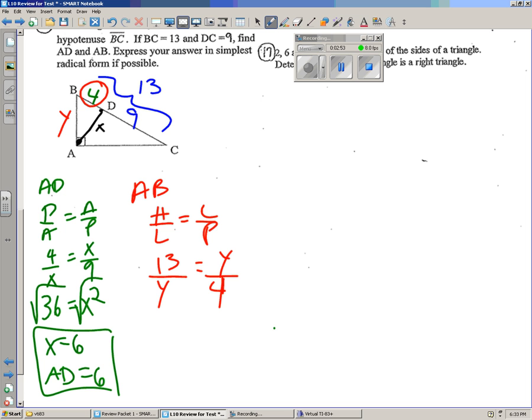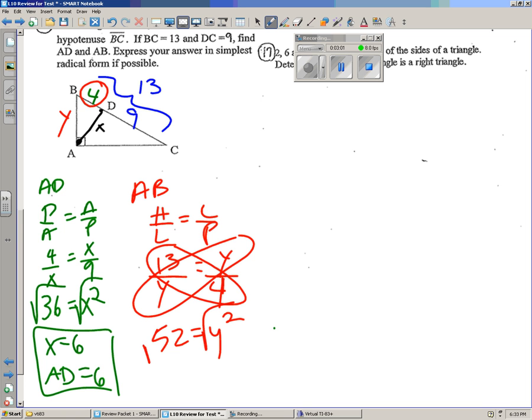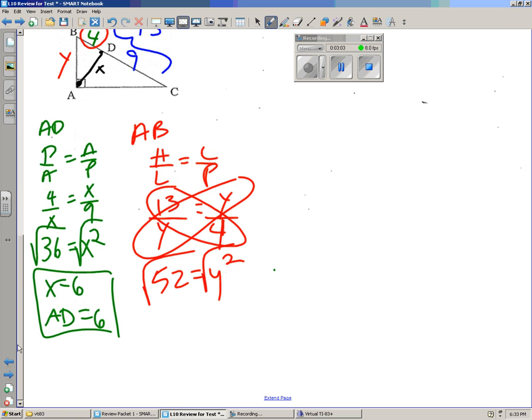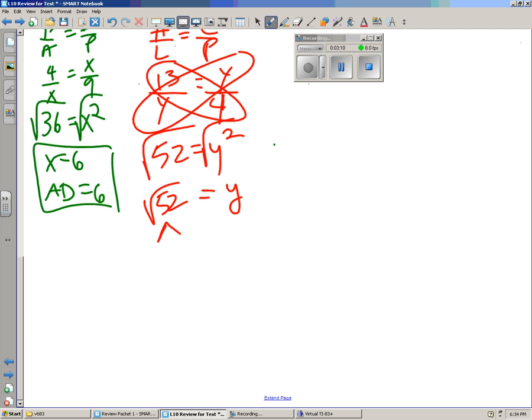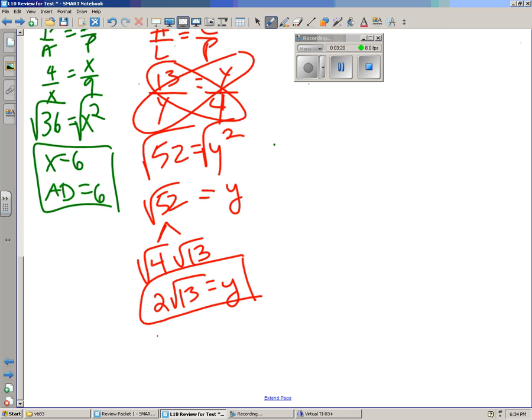So cross multiplying, we get 52 is Y squared. Taking the square root, we get Y is square root of 52, which simplifies. The largest perfect square that divides into 52 is 4, and 13 is left over, so we get 2 coming out of the radical, 13 staying in, and that is equal to Y, which is AB. So AD is 6, AB is 2 radical 13.